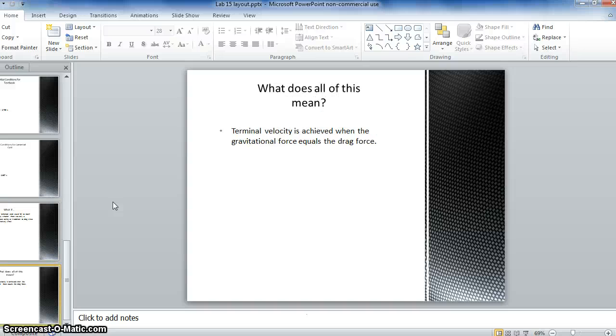Okay, now what does all this mean? The big thing you should take away from all this is that terminal velocity is achieved when the gravitational force equals the drag force. Pure and simple.